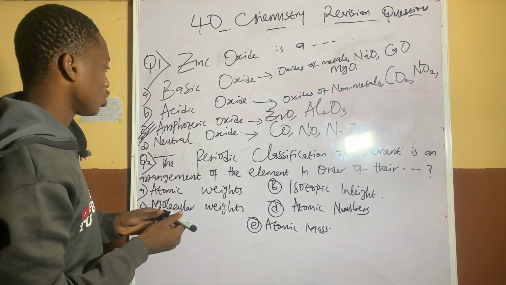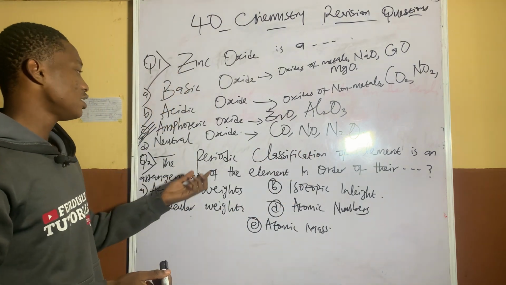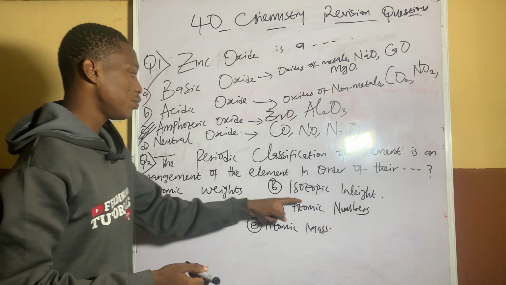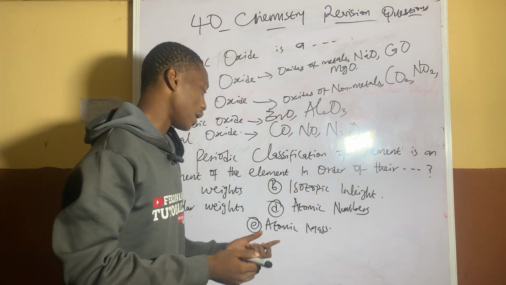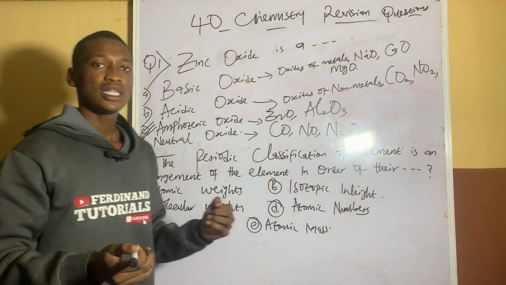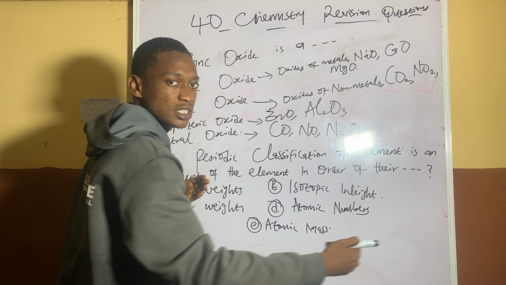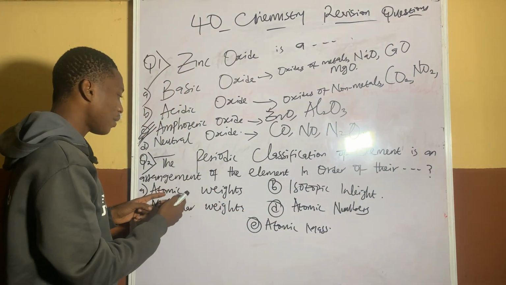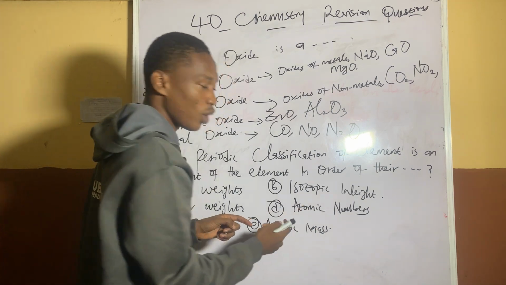Now when we come to question 2, we say that the periodic classification of elements is an arrangement of the elements in order of their: A, atomic weight; B, isotopic weight; C, molecular weight; D, atomic numbers; E, atomic mass. Now what we are saying in this question, they are saying among the 118 elements in the periodic table, how do we arrange those particular elements? Do we arrange them according to their weight, isotopic weight, molecular weight, atomic numbers, or atomic mass?